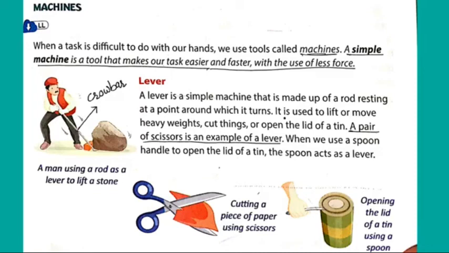Students, look at this picture. In the first picture, a man is using a rod as a lever to lift a stone. हेवी स्टोन को उठाने के लिए मैन एक रॉड को यूज़ कर रहा है and this rod is also called the crowbar. Second example of a lever is a pair of scissors cutting a piece of paper, and the third is opening the lid of a tin using a spoon. It is also an example of a lever.